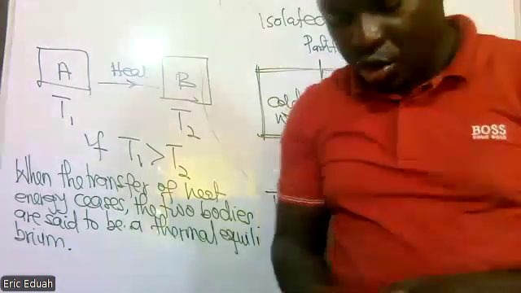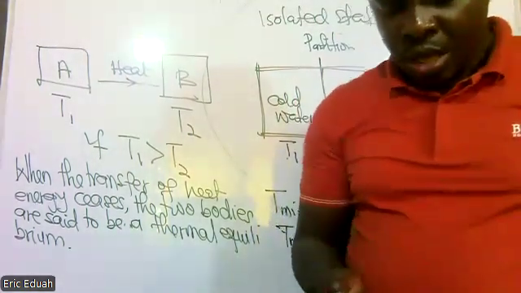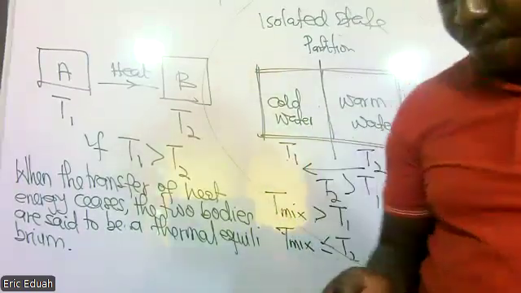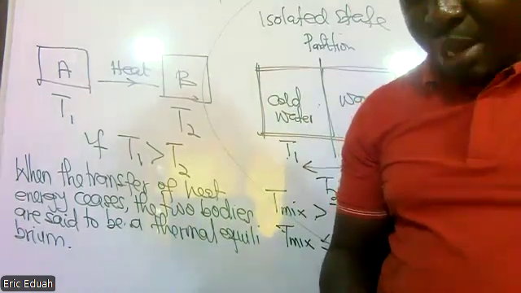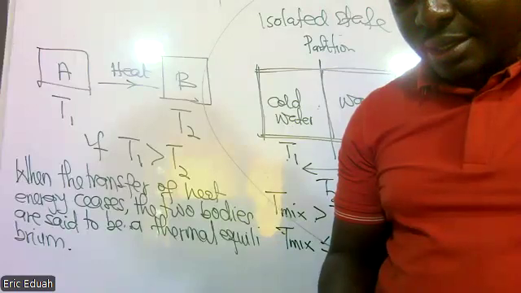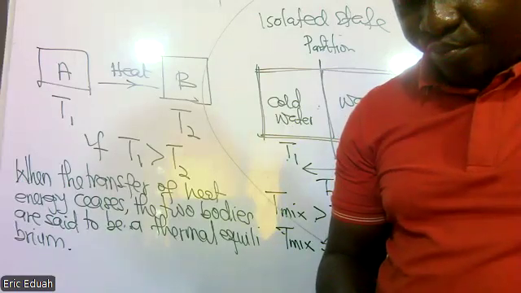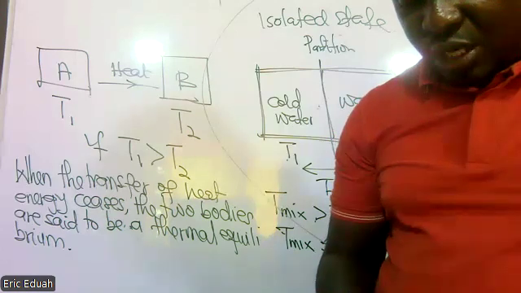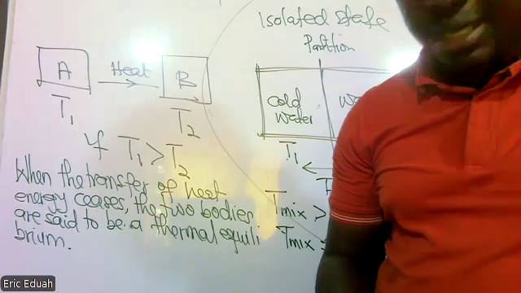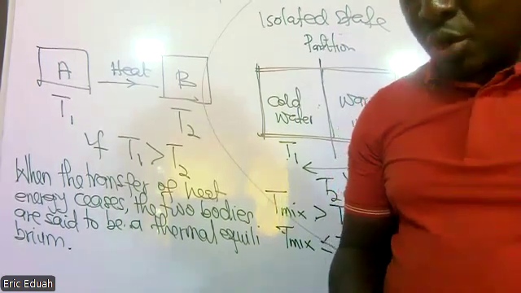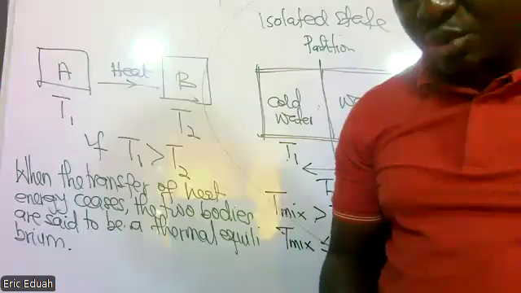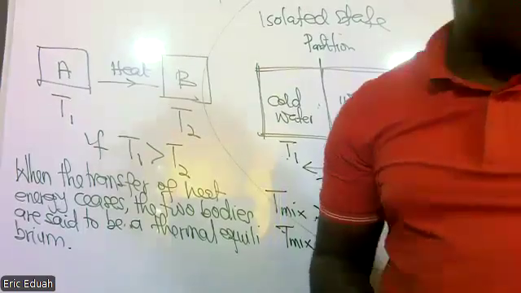So the second question also says that a 6.0 kilogram piece of iron at 100 degrees Celsius is immersed in 3.00 kilogram of water at 20 degrees Celsius. Determine the final temperature TF when thermal equilibrium is established. So you are determining the final temperature whenever thermal equilibrium is reached or established.